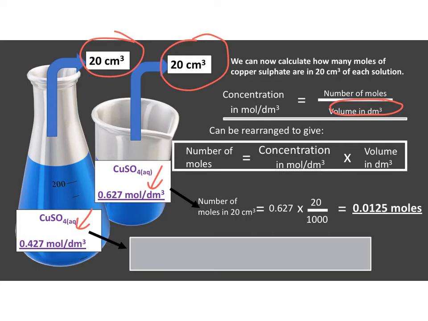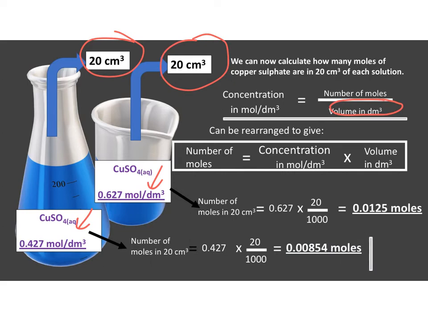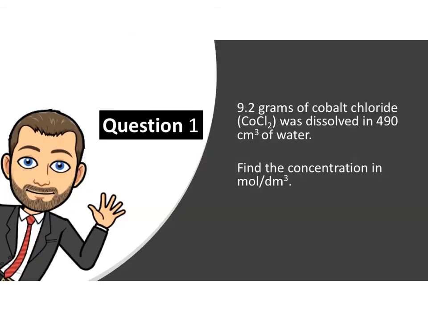Can you do the other one? Well, let's give it a go. So what about this one? We've got now a concentration of 0.427. We're going to again times that by 20 over 1,000. And for that solution, we've extracted 0.00854 moles. So we've had two worked examples. Now it's over to you. If you can calculate these again.